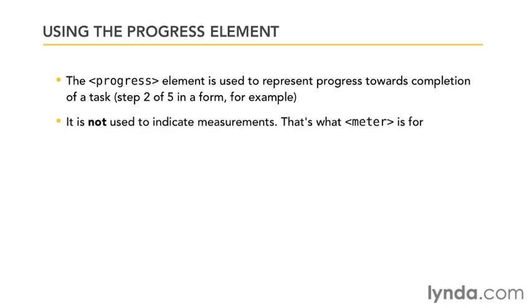The progress element is not intended to be used to indicate measurements like a thermometer or a gauge or something else that shows a value relative to some sort of range of measurement. That's what the meter element is for, and we'll cover that elsewhere in the course. So the progress element is just used to show progress against a task. Some browsers may choose to show this as, say, some kind of rectangle filled in with a color a certain way, or they can choose how to render this, and we'll see an example of that.